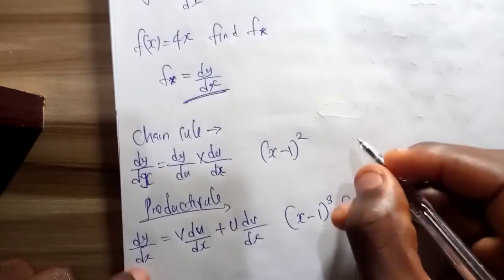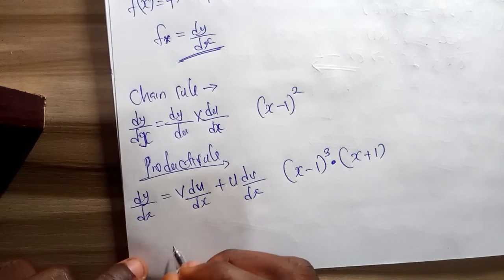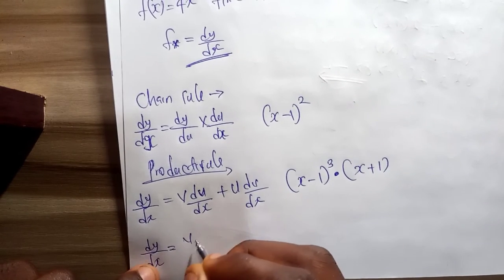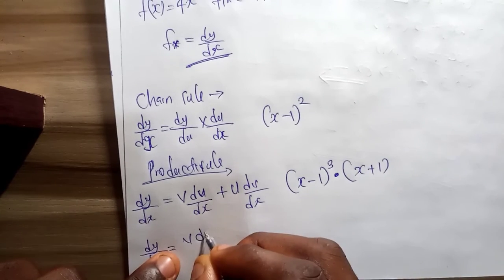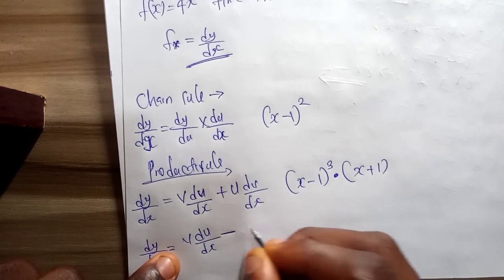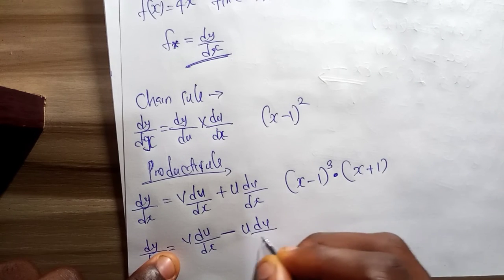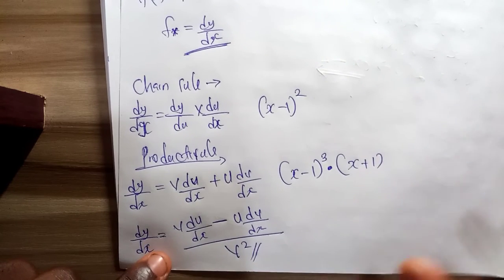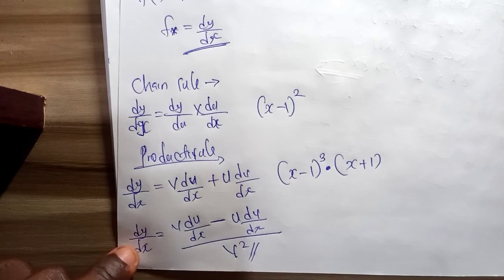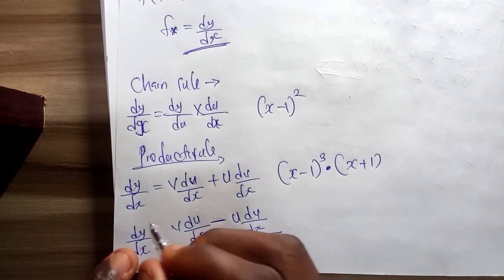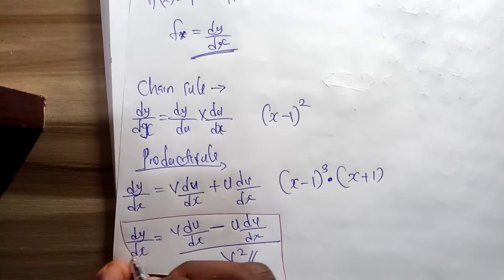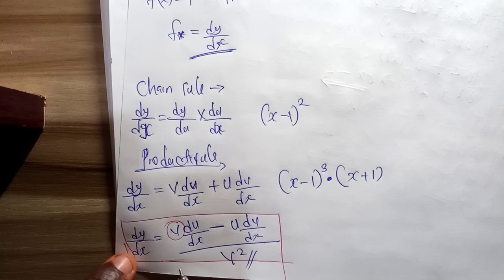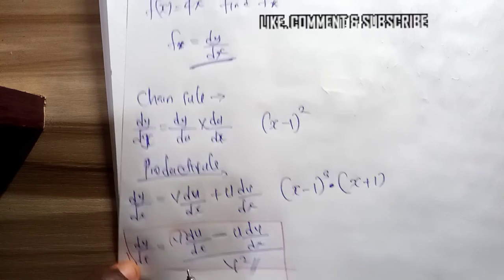Now the last one is quotient, and the formula for quotient is dy/dx equals v du/dx minus u dv/dx all over v squared. Now be careful whenever you want to use this quotient rule. V must always come first. Please, v must always come first.